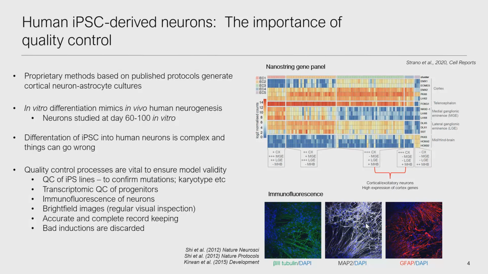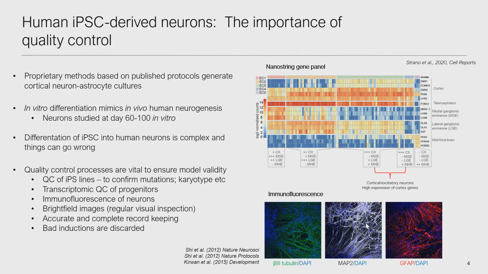The differentiation process, while we have a very nailed down protocol, it is complex and things can go wrong. So it's really important for us to check at key points to make sure that we're on the right track, that we know that we have generated, for example, cortical neurons that we're looking for. Some examples of the points at which we employ QC processes are at the beginning with the iPS lines, so really to confirm that if we have a disease-associated mutation in the line, that it is genuinely there. Also to ensure that karyotype is as we expect and that we haven't either acquired extra copies of chromosomes or kicked any chromosomes out.